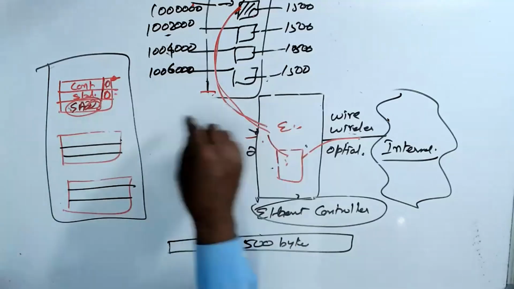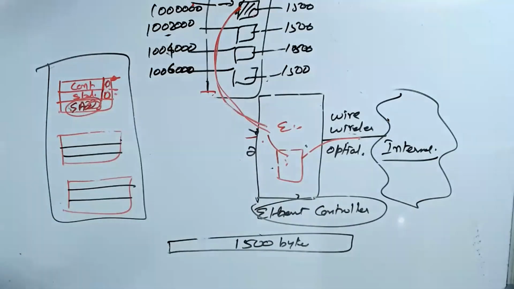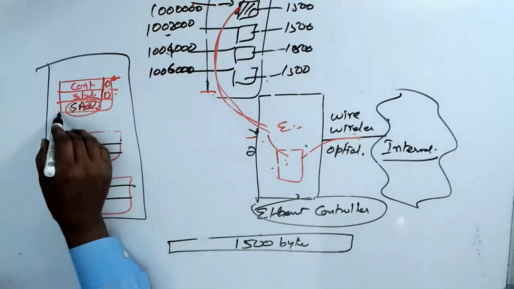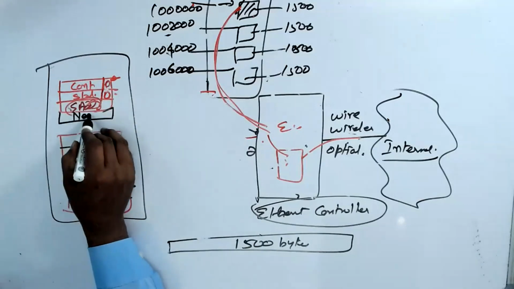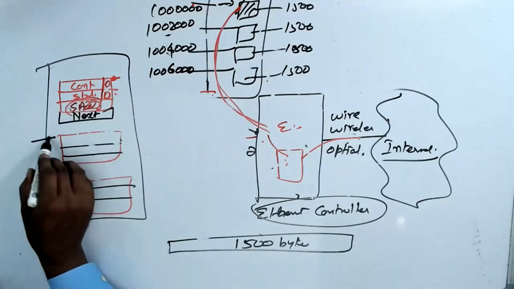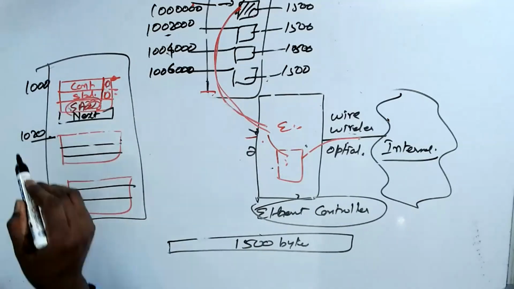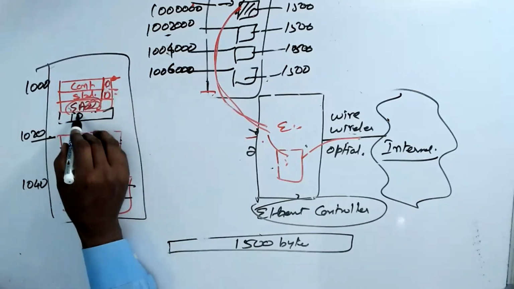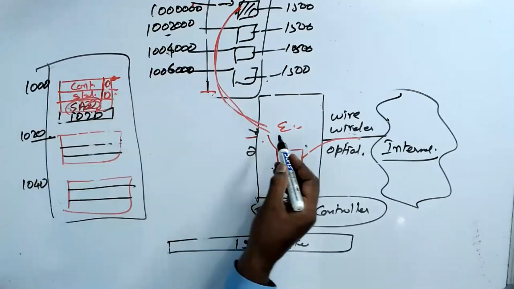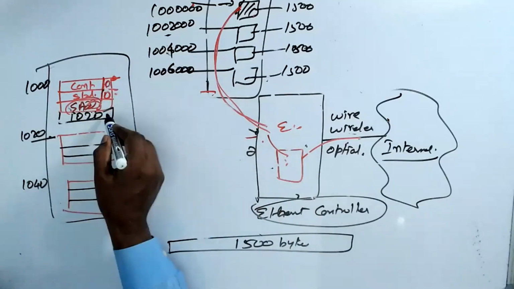After taking this packet, how will this guy know what the next packet is? For that, it has one more field called next address. This is 1000, this is 1020, 1040. So after transmitting this packet, he will go and see that the next packet is at 1020.